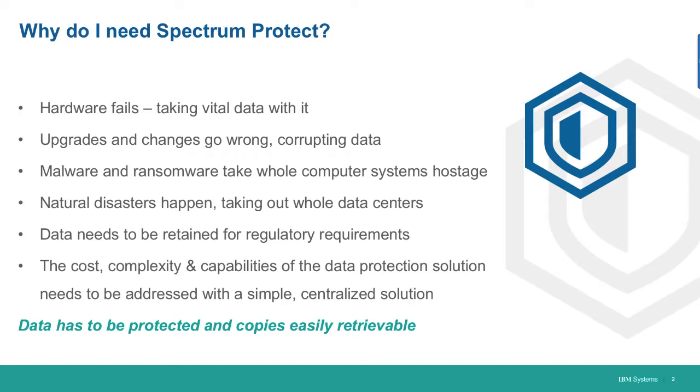From an upgrade and change perspective, in many cases changes can go wrong, corrupting data. We've all seen lots of examples of ransomware and malware that have taken large, very visible systems down over the last several months as I'm recording this. So that's another reason for data protection and doing the so-called air gap. Natural disasters and disaster recovery, so you may lose a whole data center.